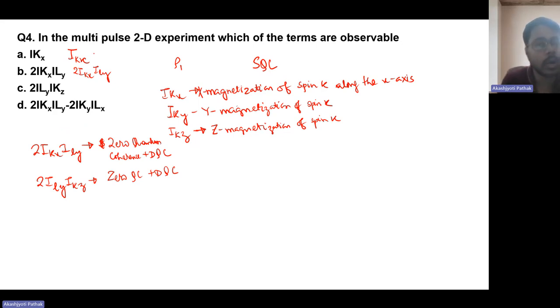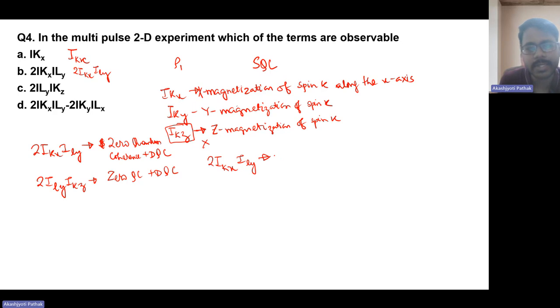But the only observables, the terms which correspond to the single quantum coherences, are these terms IKX, IKY. IKZ is also not observable because our detector is not along the Z axis, so we do not detect this. So it has to be IKX, IKY. These are detectable. Okay, now how do we define these terms, right? So IKX ILY, what does this mean?